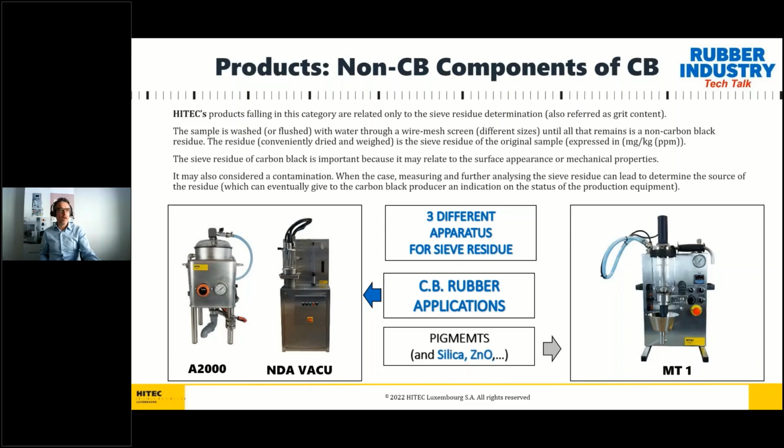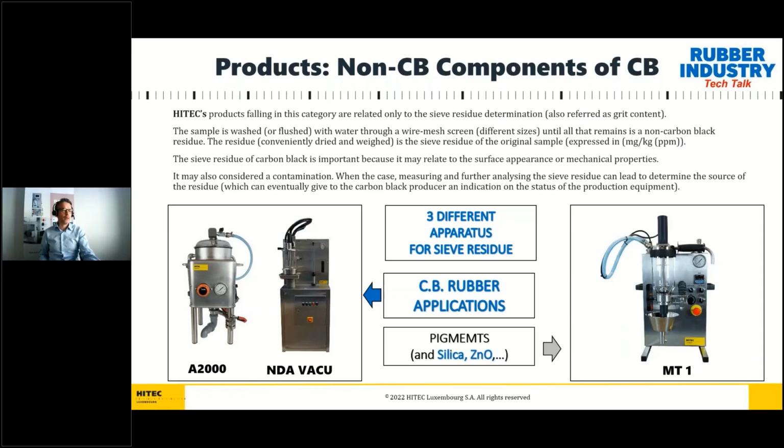This sieve residue data is important because it may relate to the surface appearance or the mechanical properties of the compound, and in some cases it is considered to originate from contaminations. When that is the case, further analysis can be conducted to determine the origin of the contamination. The carbon black manufacturer can also get some indication about the status of their production process or equipment.